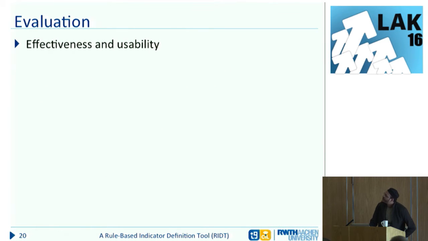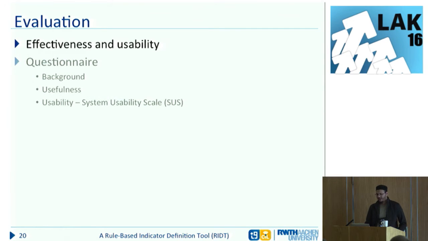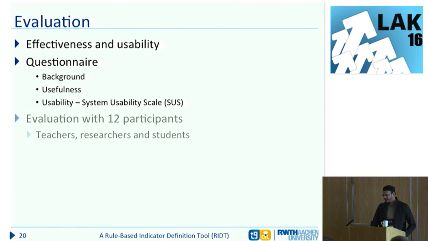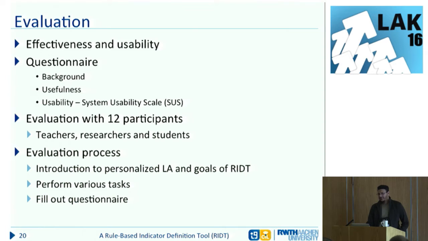For the evaluation, we have done two evaluations, effectiveness and usability. Since I said it's an initial tool, the evaluation was not very extensive. In the questionnaire, we had a background check, a usefulness check, and a usability check. There were only 12 participants: teachers, researchers, and students. The process was that they were introduced to the RIDT process, given some tasks to define the indicator and everything, and then filled out the questionnaire.